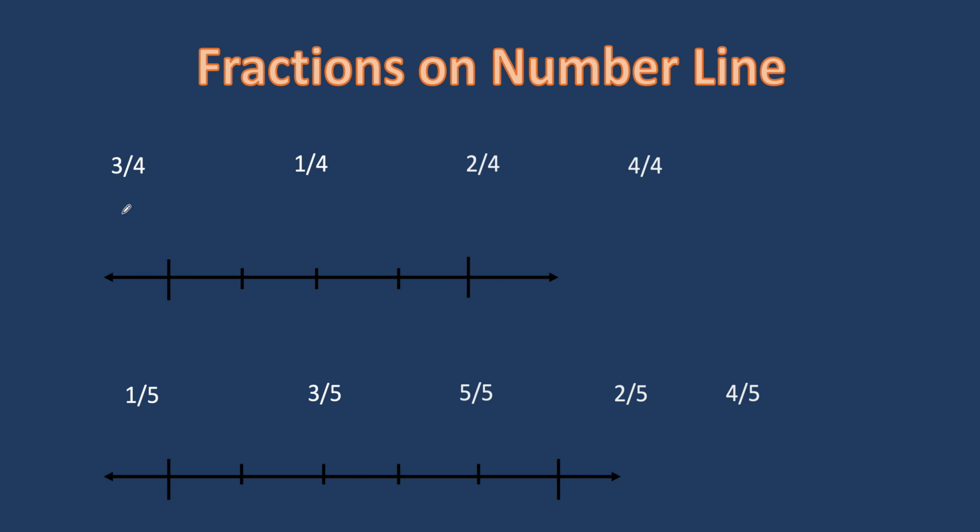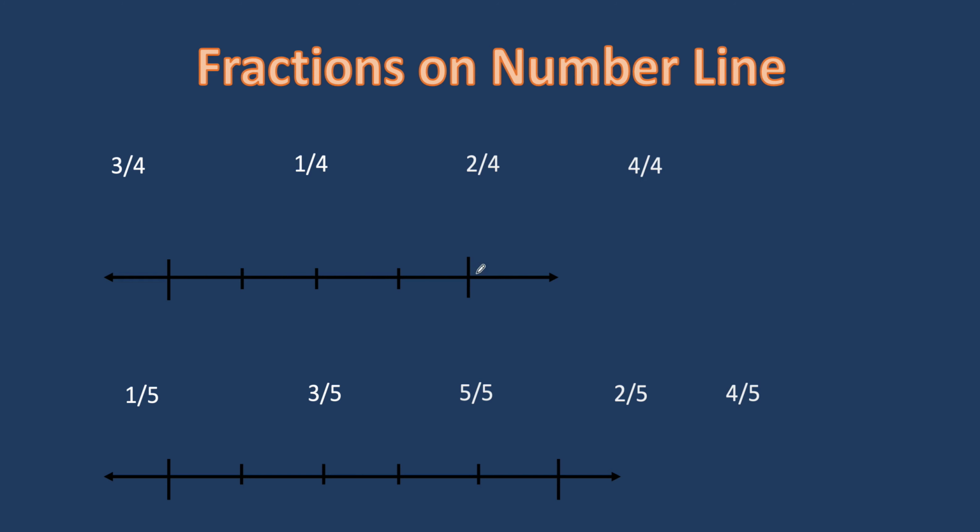In this lesson, we'll learn how to put fractions on a number line. When we're dealing with fractions on a number line, we want to look at the number on the bottom here, which is called our denominator. The top part of the fraction is called the numerator. So we want to look at the bottom number. And the bottom number is going to tell us how many parts this number line is going to be divided into.